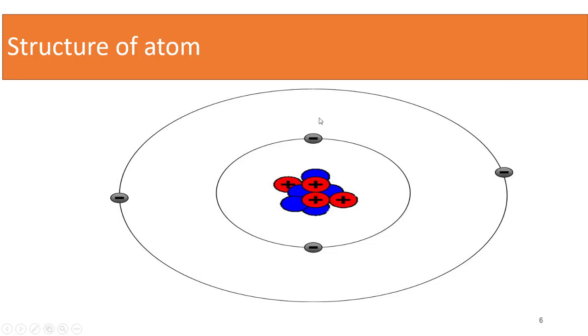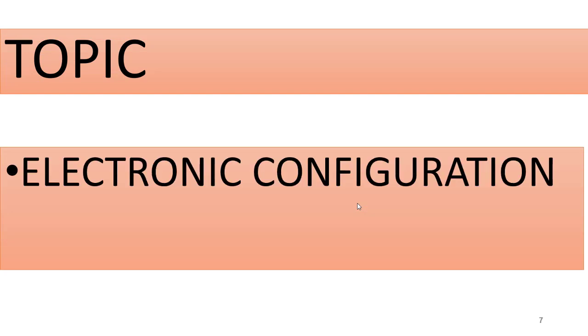How are these electrons distributed around the nucleus? Of course, you want to know. There is a specific term which is used for the distribution of electrons around the nucleus in various shells and subshells, and this is known as electronic configuration. So our today's topic is electronic configuration.